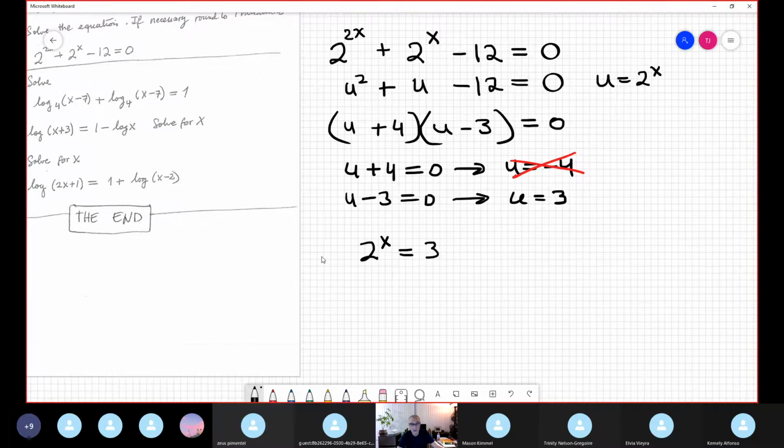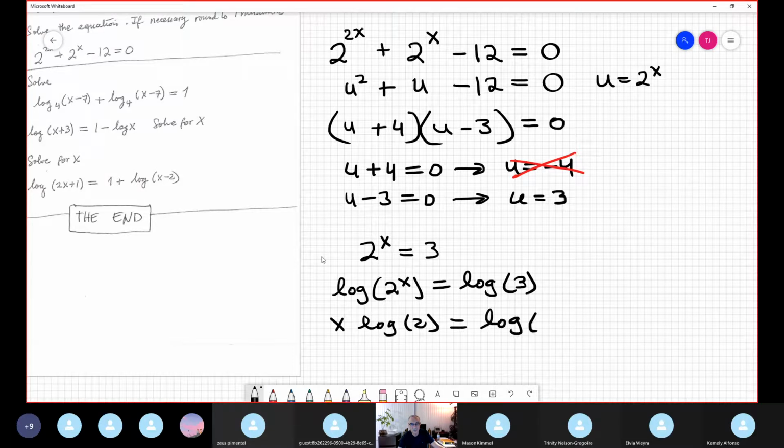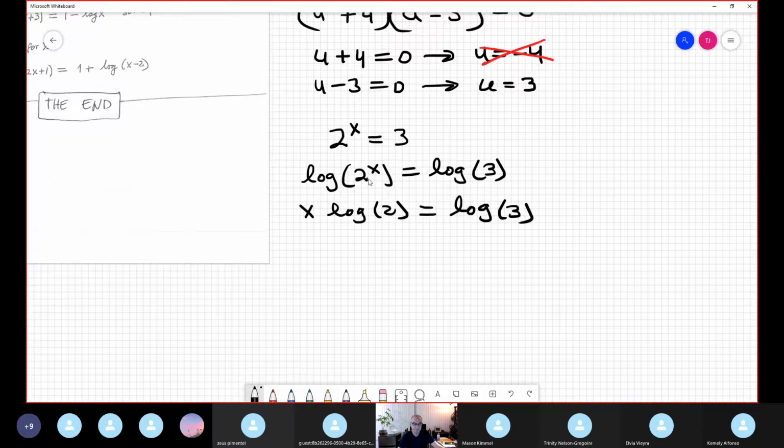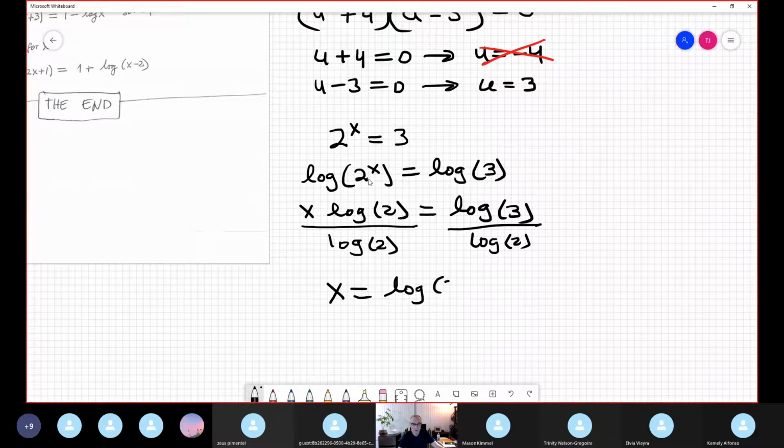Okay, now you apply logarithm on both sides. Why not? Logarithm on both sides. One more time, you apply the property that allows me to put the exponent in the front. Okay. And finally, divide by logarithm of 2 on both sides. Okay, now my answer is log of 3 divided by logarithm 2. Okay, this is the exact answer.